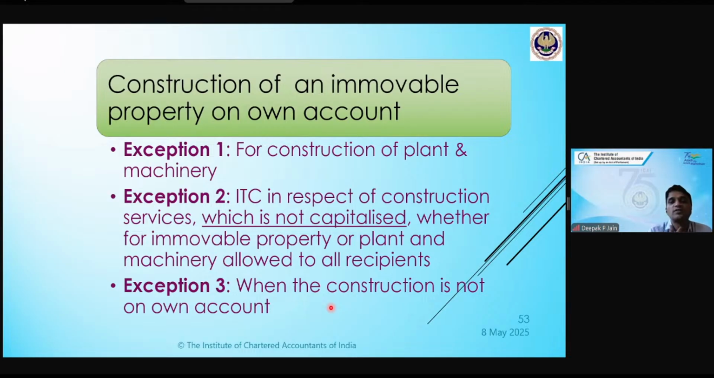When you're doing construction not on own account but on somebody else's account, then you will get the credit. Not works contract. Works contract is separate. Construction of your property on somebody else's account, you will get the credit.